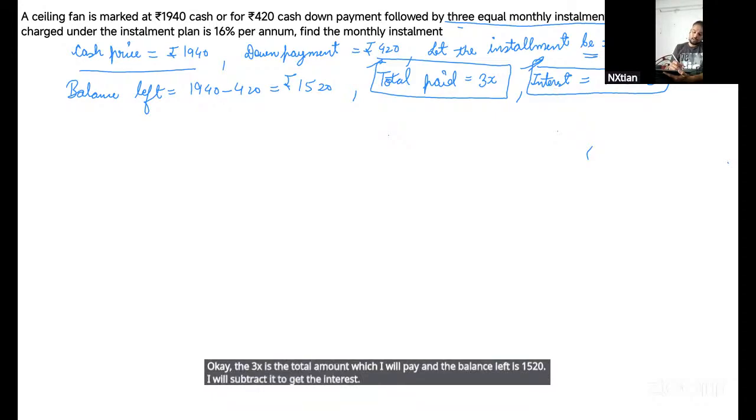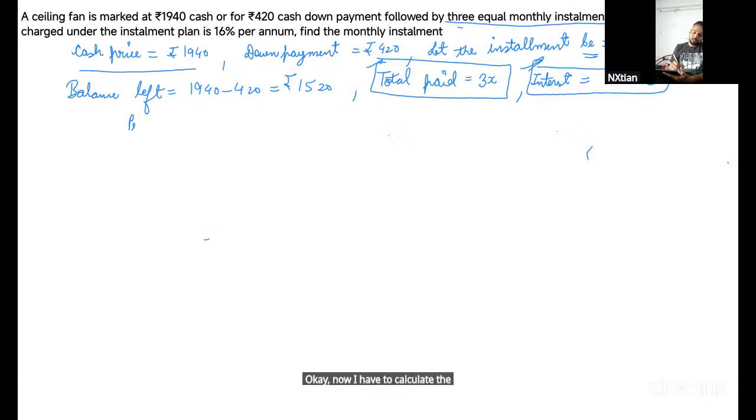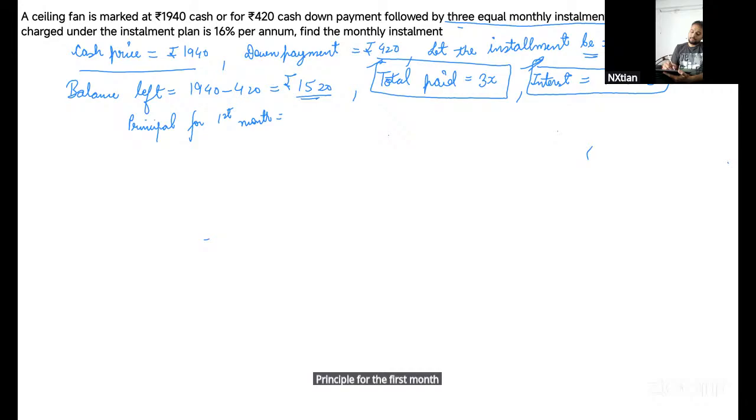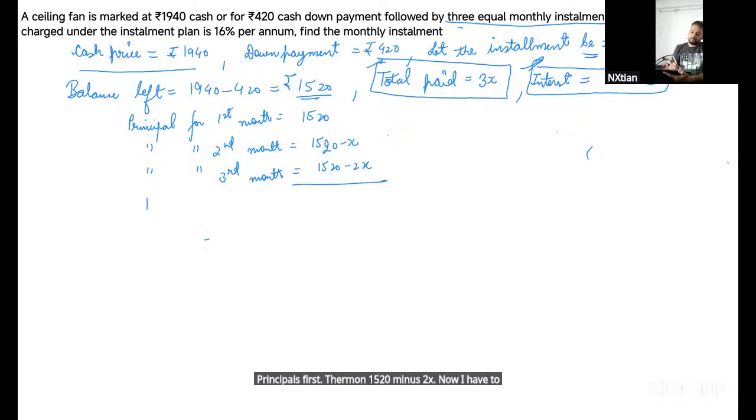Okay. Now I have to calculate the principal of every month. Principal for the first month is the balance left, which is 1520. Principal for the second month is 1520 minus x. Principal for the third month is 1520 minus 2x. Now I have to add these to get the principal for the first month.